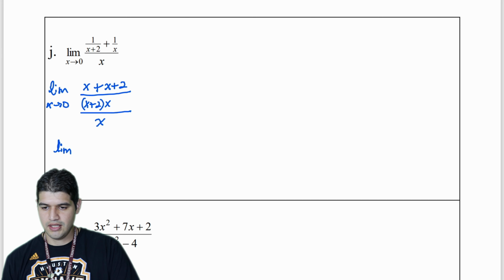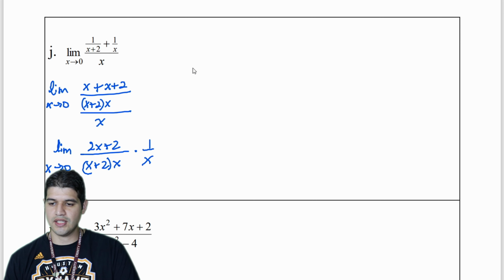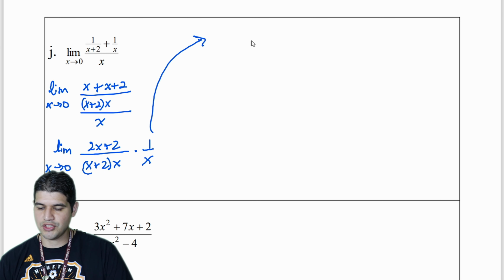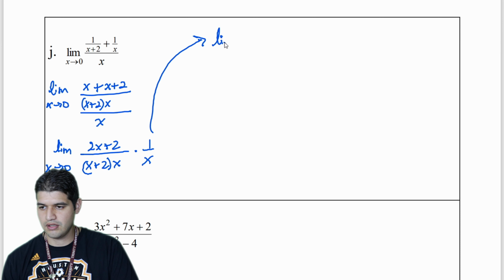So I can simplify this, and then I can simplify the entire thing just by multiplying by the reciprocal. So the limit as x approaches 0 of 2x plus 2 over x plus 2 times x, times 1 over x. Okay, so let's see what happens with this. I could factor out a 2 from both of those terms in my numerator. So the limit as x approaches 0 of 2 times x plus 1 over x squared times x plus 2.